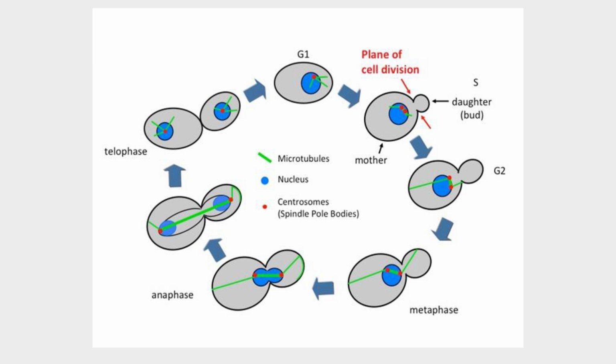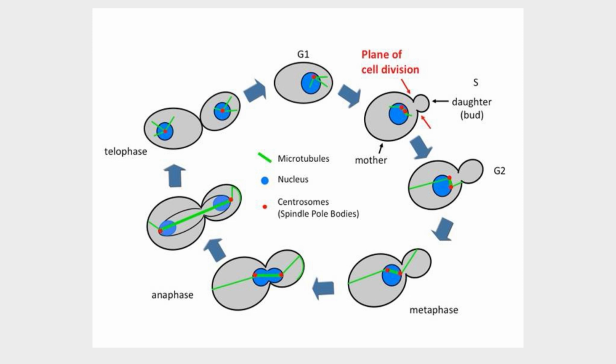When the budding starts, you can see the mother yeast, and the daughter bud is formed. This is the plane of division. And slowly the microtubules elongate on both sides. At the metaphase, you can see the microtubules in the daughter bud as well.